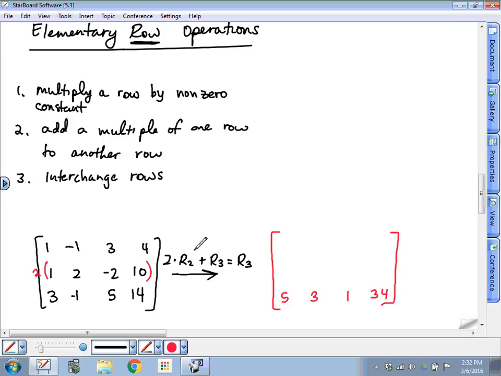Now, according to this row operation, the only row that was affected is row 3. Row 3 is now changed. The other rows stay the same. 1, 2, negative 2, and 10. For the middle row, top row is 1, negative 1, 3, and 4. So the part of the homework dealing with this is just going to ask you to practice row operations. You'll be given a certain string of commands, and you have to perform those row operations to make up a new matrix.